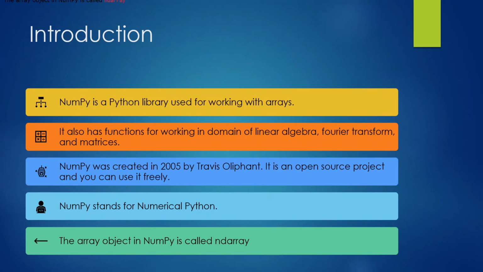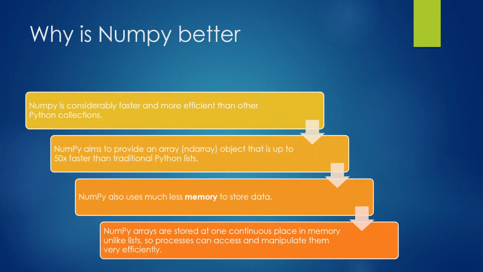The last point in the introduction is the array object in NumPy. As we know, NumPy is a library, so obviously it has some classes and objects. The object which we create is an array object, of the type ndarray. Whenever you create a NumPy object and try to find out its type, it will print ndarray. So guys, that was about the introduction.